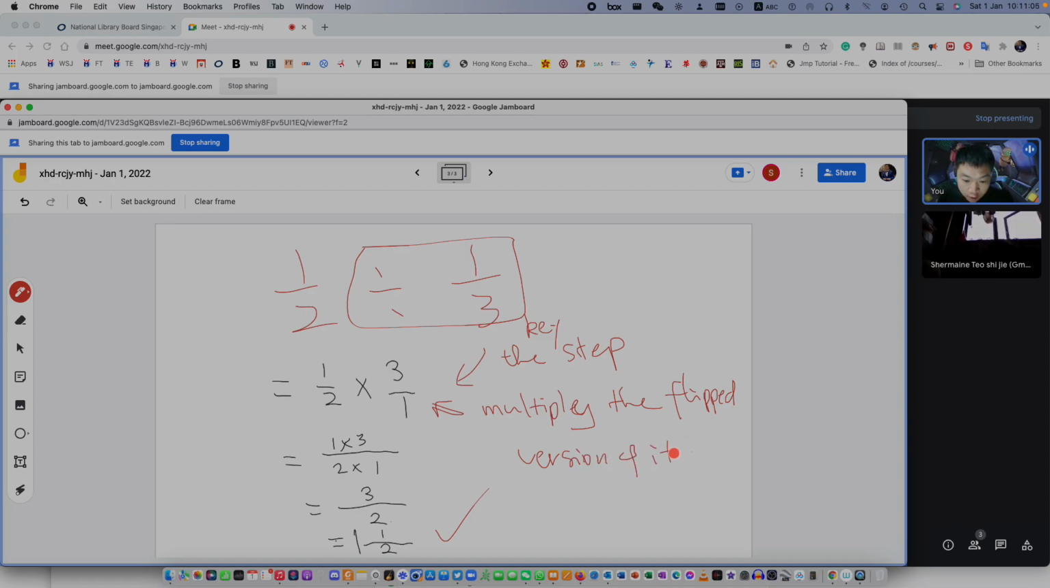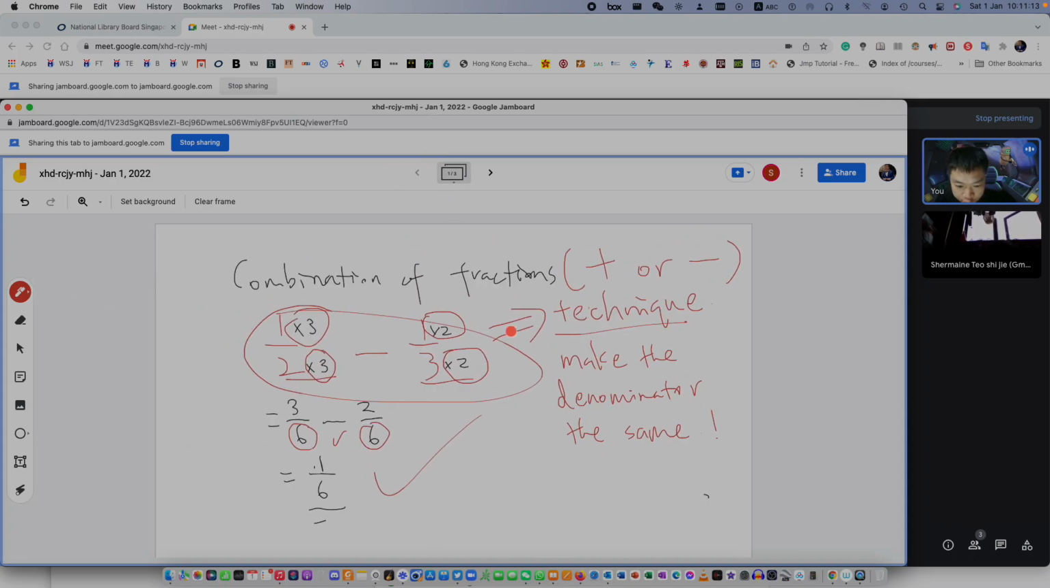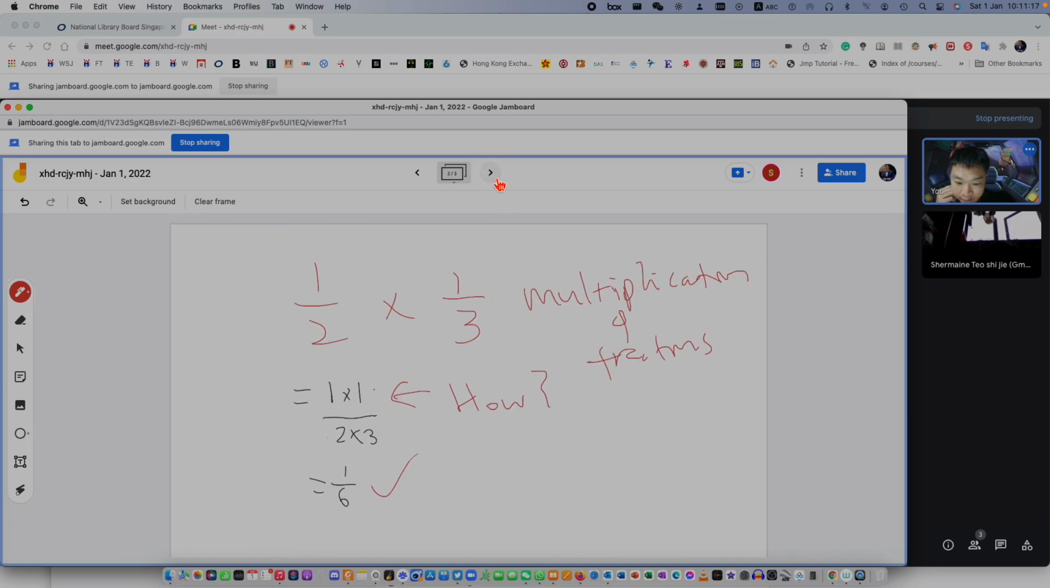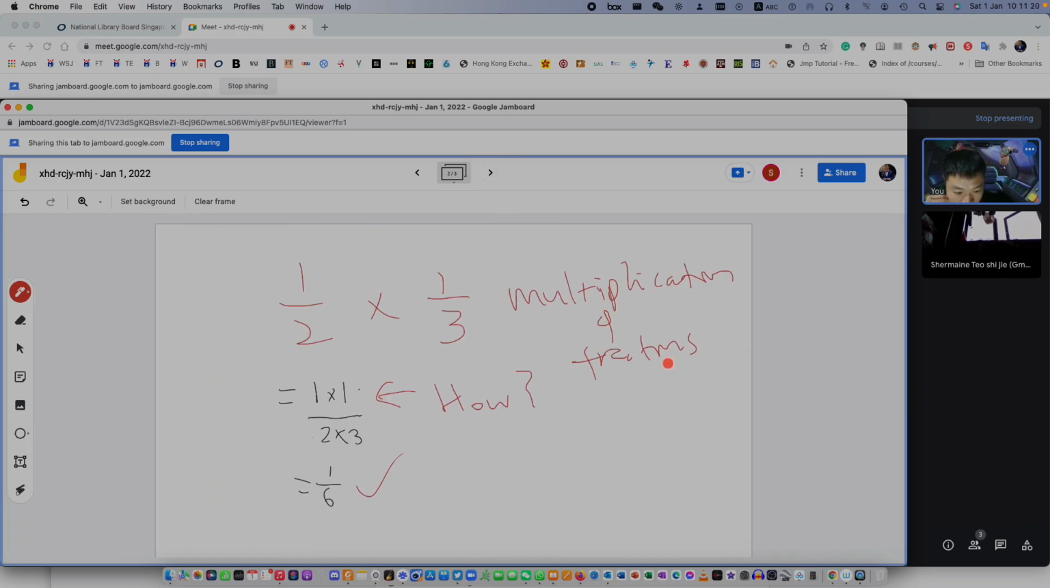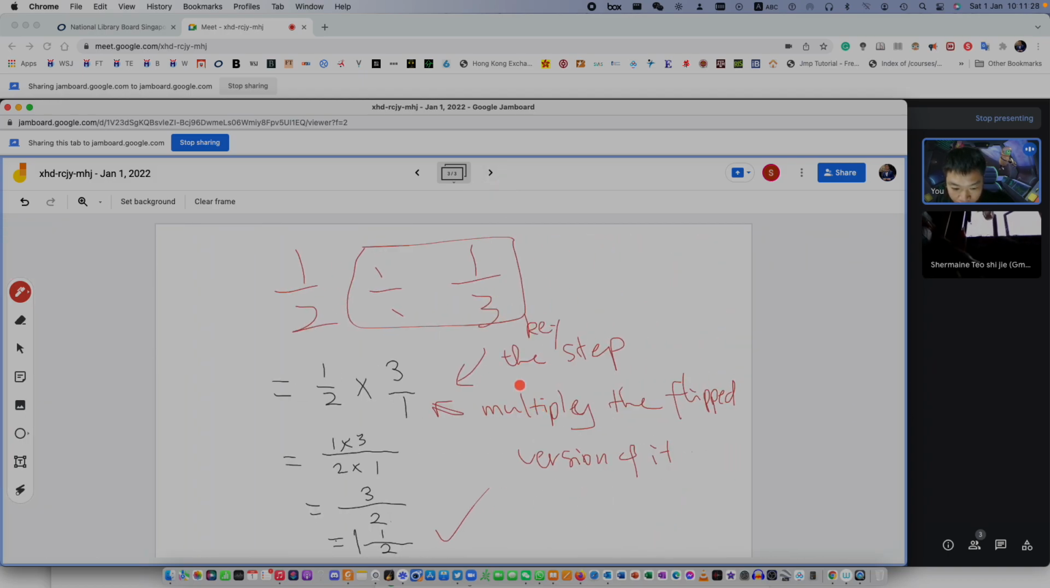Alright. So I have gone through how you add or minus, and the technique is called make the denominator the same. Multiplication of fractions is the simplest: you just have to times both the numerators and the denominators. And when you divide a fraction, you multiply the flip version of it. So are you clear?